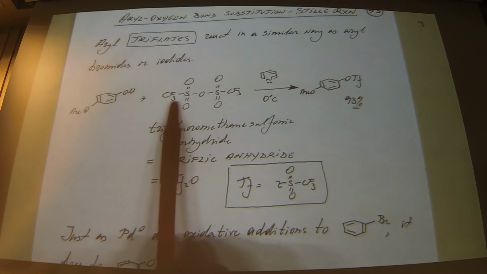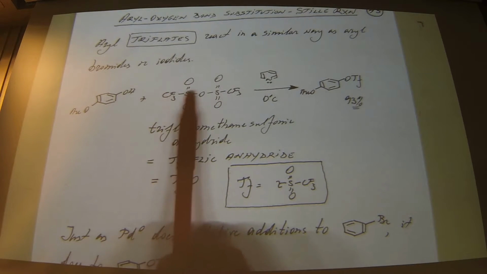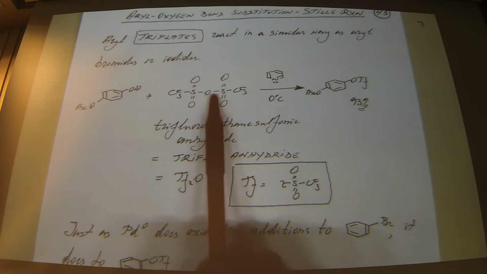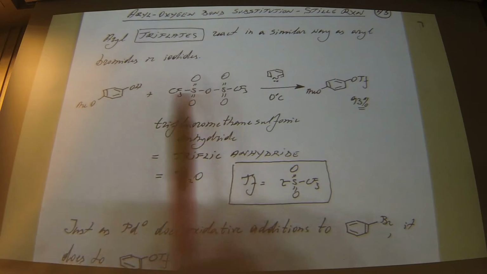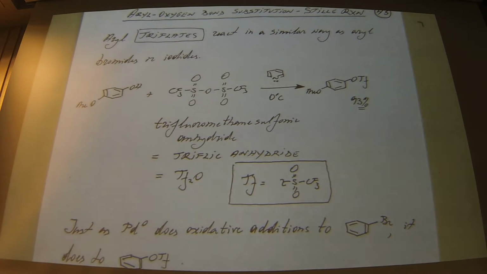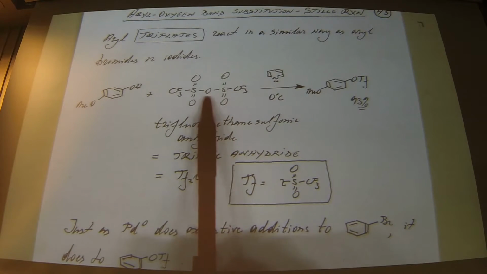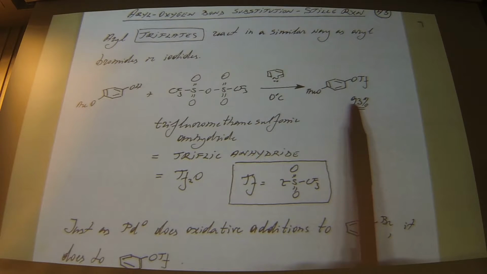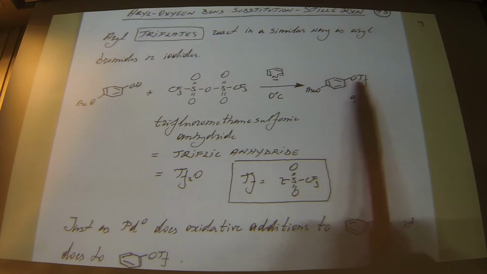So this is trifluoromethane sulfonic anhydride. An anhydride, if I add water to this, I'm going to get two molecules of trifluoromethane sulfonic acid, triflic acid. And so we've seen triflic acid before. So you take pyridine, you take triflic anhydride, you convert the phenol in essentially 100% yield to the triflate.